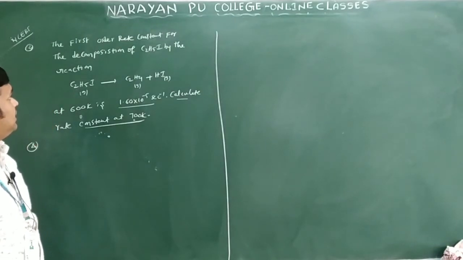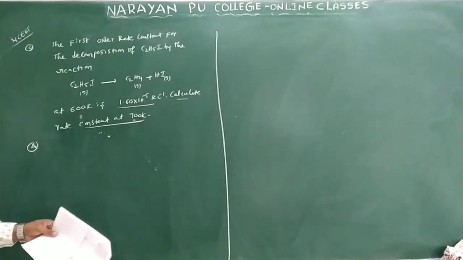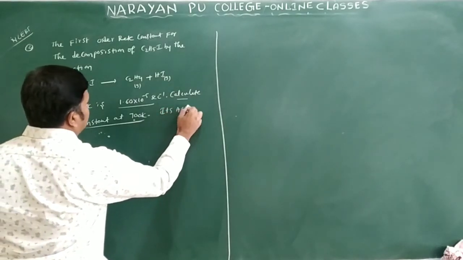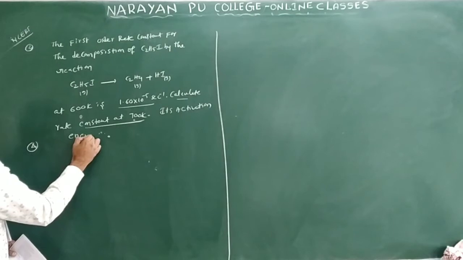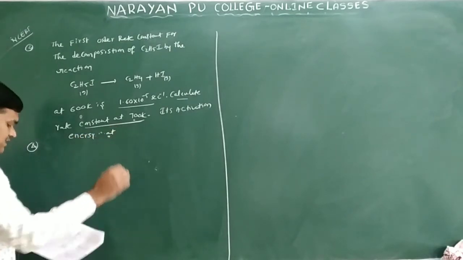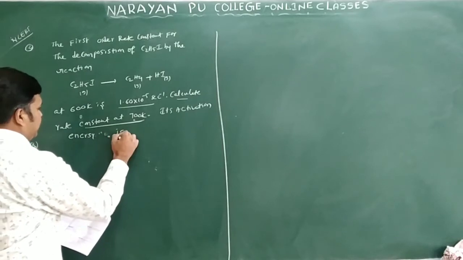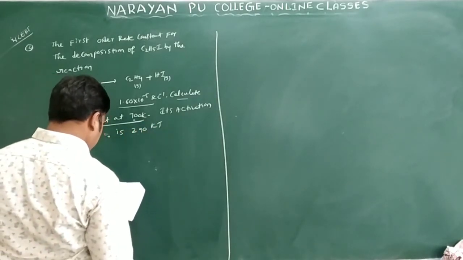At 700 Kelvin. Okay. Here one more thing is required, the activation energy also. I forgot that point. The activation energy they have given is 290 kilojoule per mole.